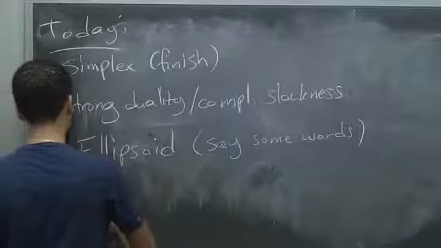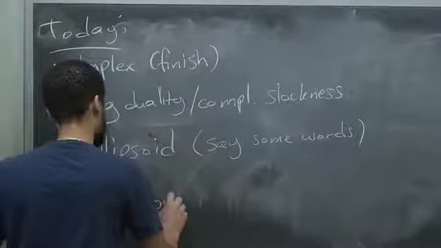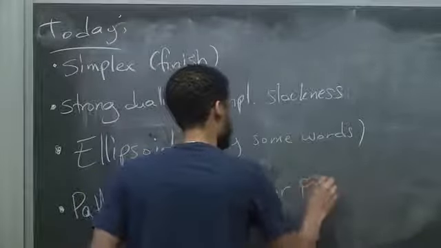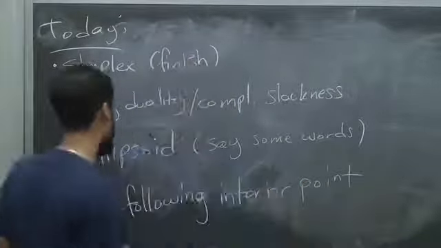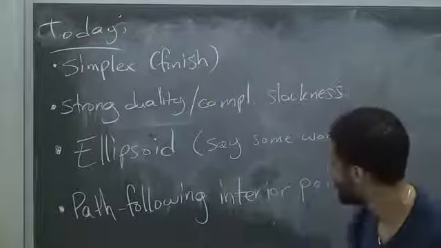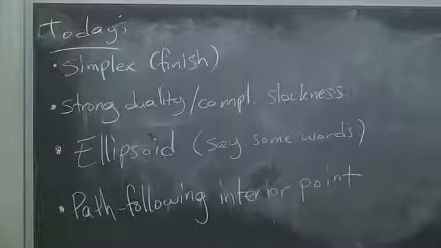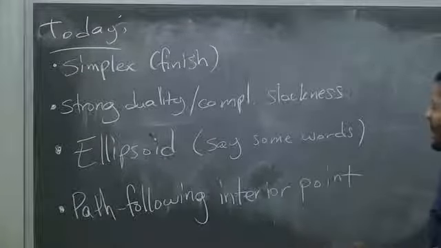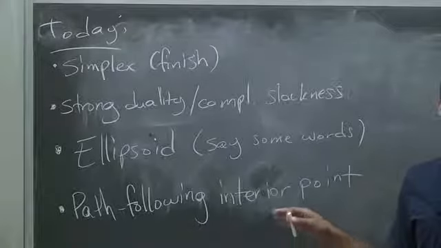So path following interior point methods. This is also a polynomial time algorithm for solving linear programs, and it's faster in practice than ellipsoid. I mean it's already fast, and in practice it's even faster than what people prove about it. Even with path following interior point, I won't cover every single detail because there are many details to make it cover all cases, but I think I'll tell you enough that you'll understand what's going on.